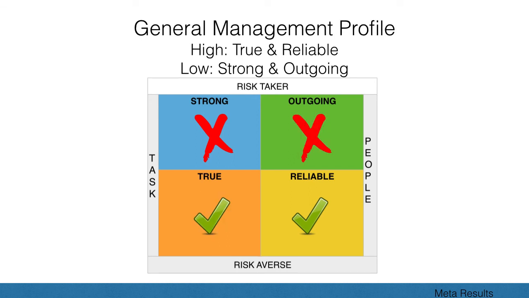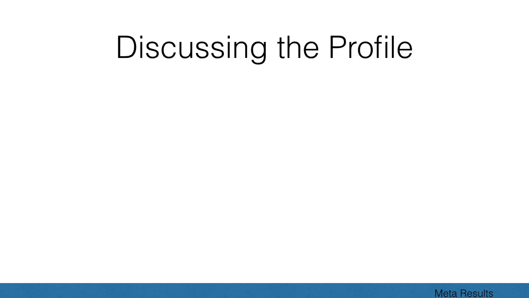The fourth type is the general management profile that we recommend is both true and reliable scores are high and lower scores on strong and outgoing. So if you got stronger on true and reliable, then a general management profile will work better.